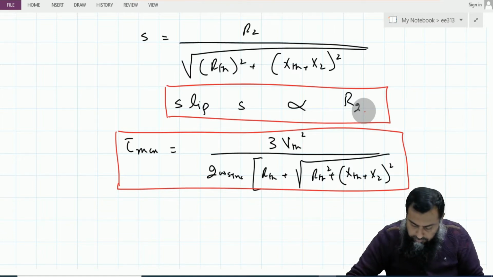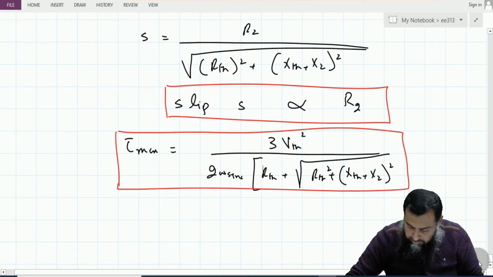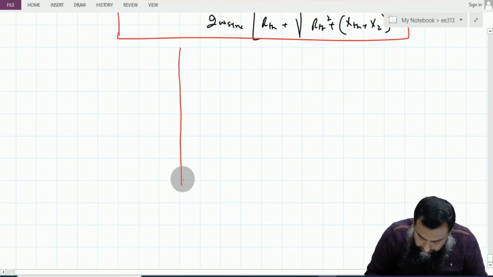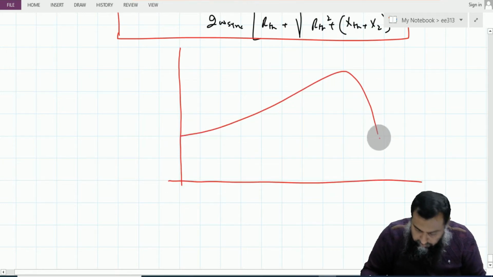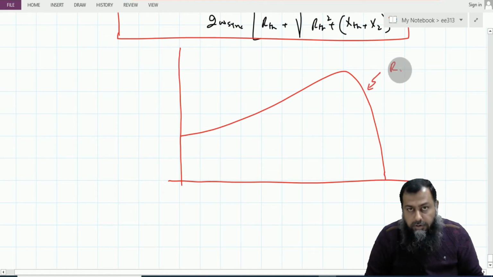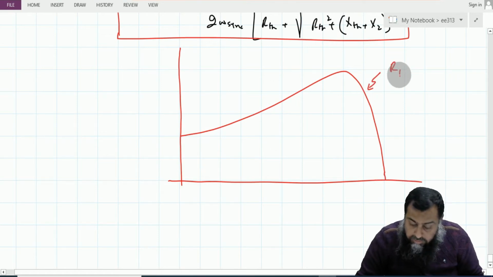For example, let us say that this is the torque-speed characteristic of a given machine, and we have the rotor resistance equal to this R1. Now if we increase this R1, then what happens?